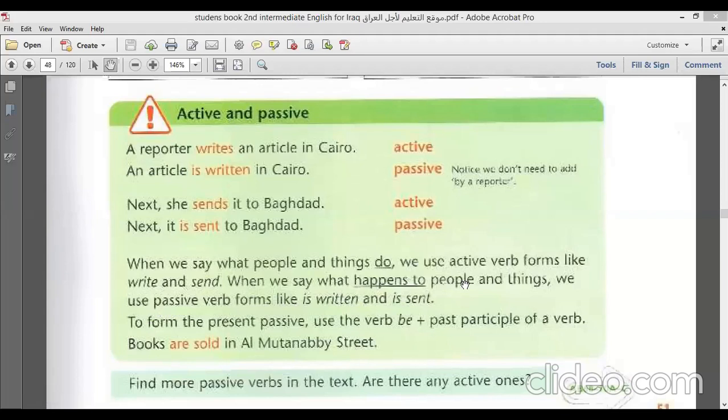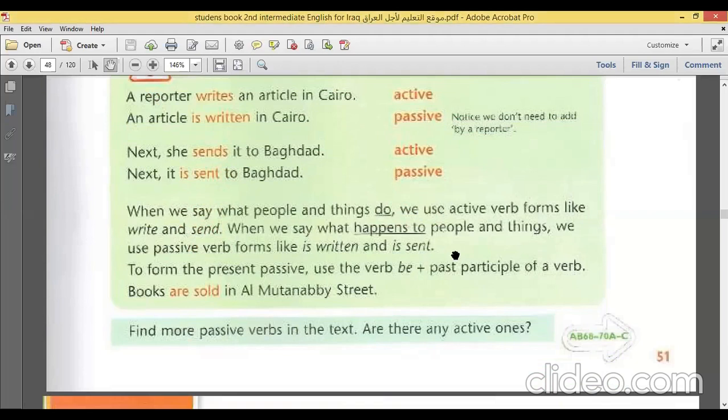If you remember the previous lecture when we first spoke about the passive voice, I mentioned this, right? So for those who attended the lecture, you should remember what I have said. And for others, you should have listened to the lesson after it was recorded. So I hope that you too can remember what I have said. To form the present passive, use the verb be plus the past participle of a verb, like books are sold in Al-Mutanabbi Street. Right? So I think it's so clear and easy.